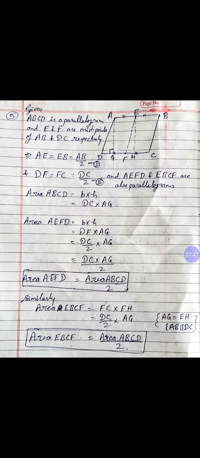Similarly, area EBCF will be, now base FC and perpendicular will be EH. Now here, in place of FC we can put DC by 2, and in place of EH we can write AG, as AG is equal to EH and AB and DC are parallel. Okay, so similarly to the previous case, we can write DC into AG is equal to area ABCD by 2. So these two will be half of the area of ABCD.